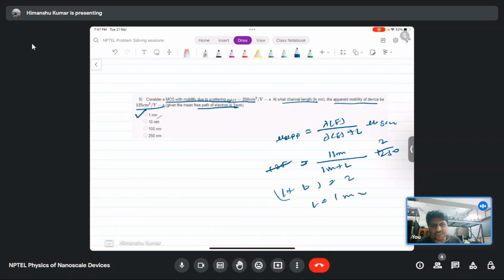So this is simple. Is that clear? So 1 nanometer by 1 nanometer plus L, multiplied by 250, gives the apparent mobility of 125. So this is multiplication.